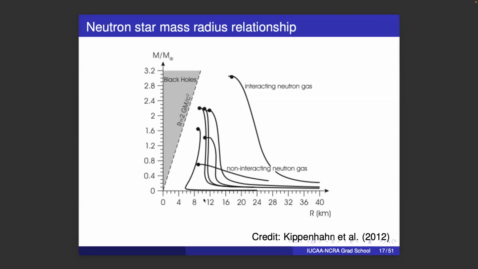And if you go beyond that, it will become a black hole. So therefore, none of these curves can cross this line. Yeah. So quite a mess.